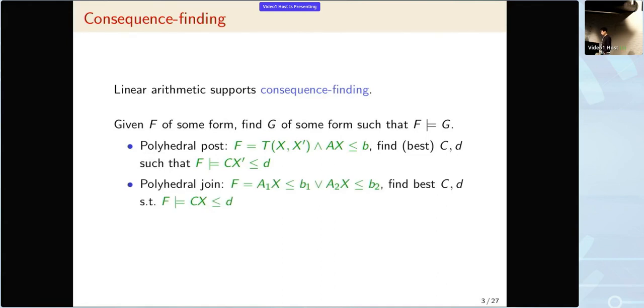Or you may want to do polyhedral join. Then f takes the form of a disjunction of two systems of linear inequalities, and you want to find the best c and d, such that f entails c x less than or equal to d.